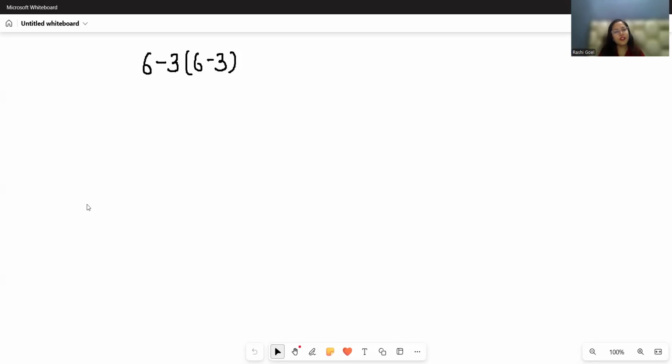In this video, we have been given an expression that is 6 minus 3(6 minus 3). It seems simple, right? But still many people fail to solve this because they write it like this: 6 minus 3 as 3 and 6 minus 3 as 3, and they do the multiplication and reach 9, which is the incorrect answer because they did not take the right approach.